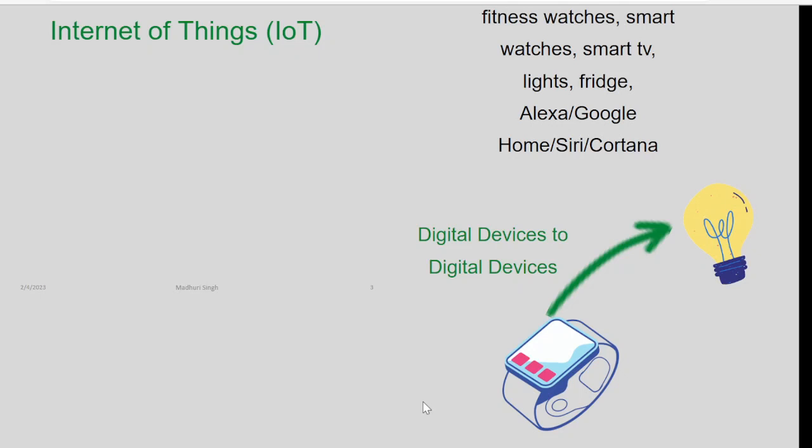So this is digital device to digital devices interaction. Now the other examples of this kind of interaction are the fitness watches, right? The smart watches and the smart TV, lights, fridge, all these are like smart lights, smart fridge. The Alexa, Google Home, Siri, Cortana, all these are the examples of this digital device to digital device interaction, where one digital device is interacting with another digital device, and the purpose of the interaction is the consumer satisfaction, of course.